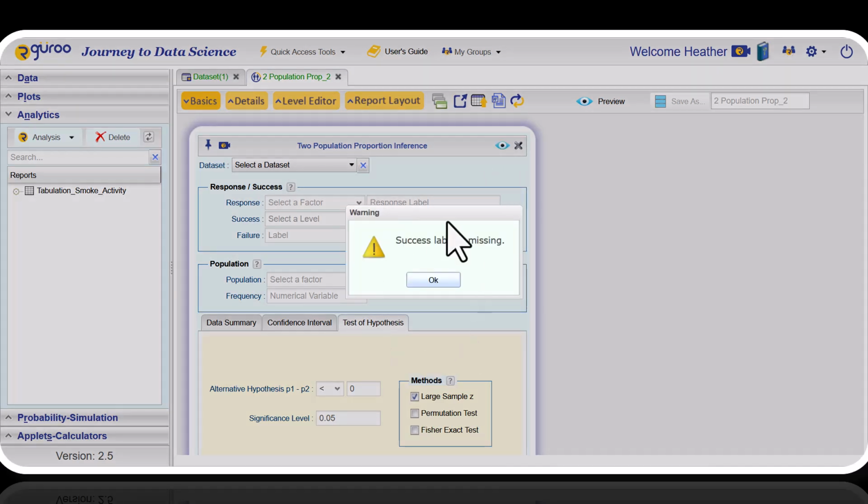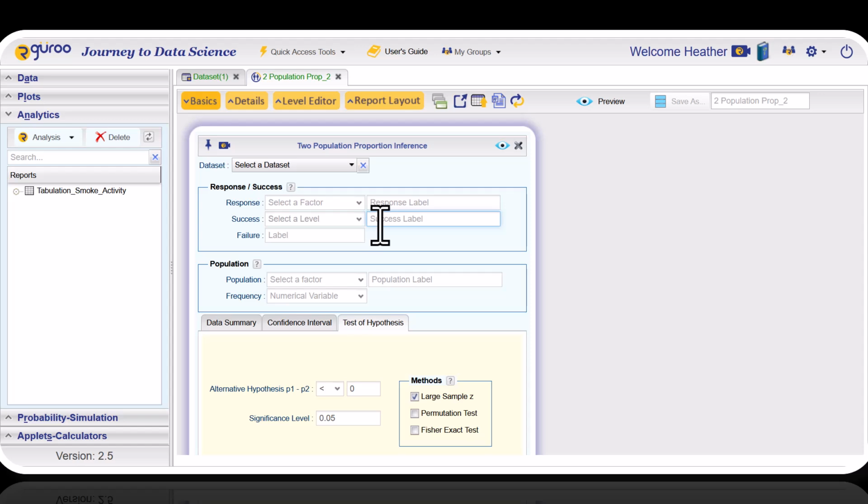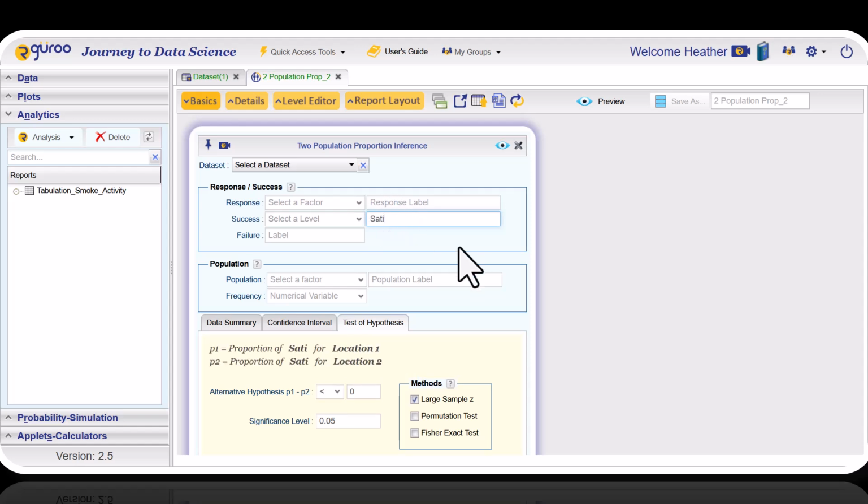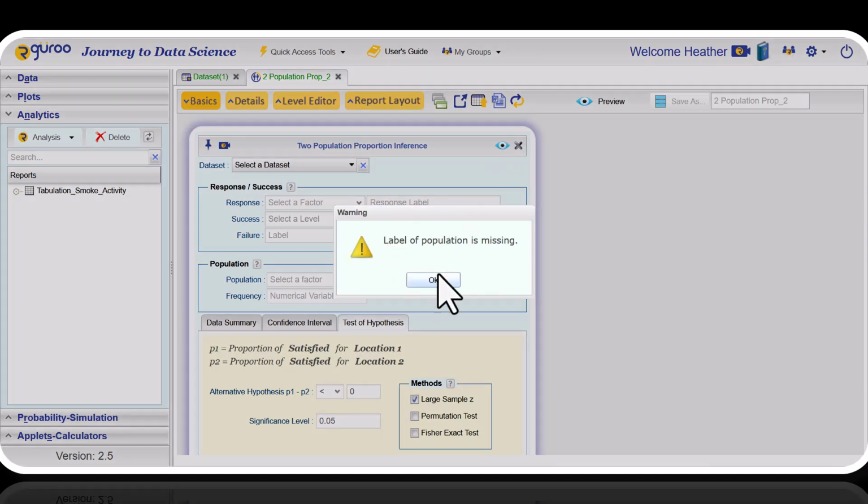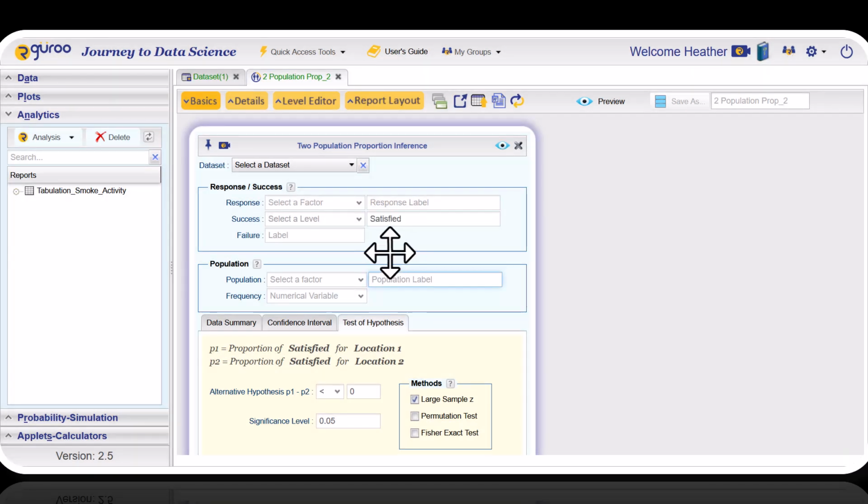Okay, so what it wants is a success label. In other words, it wants me to describe what I'm calling success. Those customers that were happy were saying that they were satisfied. So we will call that success. Let's try it one more time. Again, it wants me to label my population. The population is the customers coming into both locations. So let's just type in customers here and see if it's happy now.